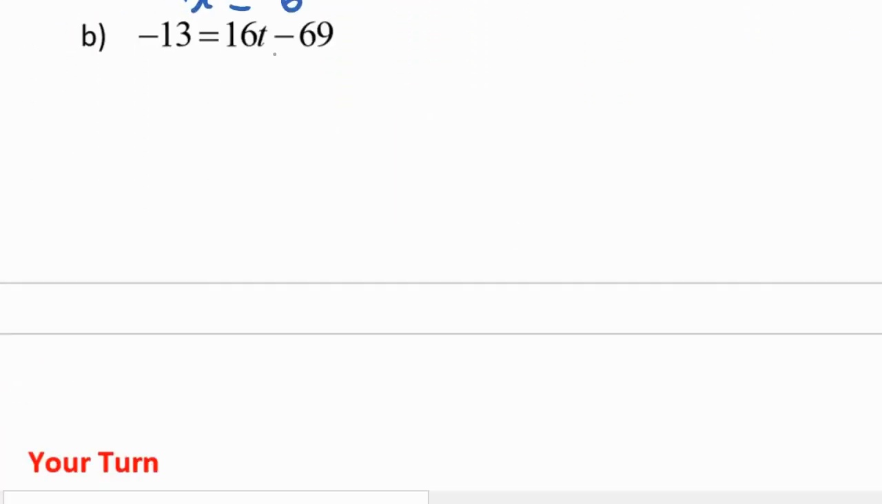So we're going to use 2 steps to solve this equation. So this time, we're going to isolate the term with t and isolate t, right? Okay, so the term with t is 16t. To isolate 16t, we have to get rid of minus 69. So let's add plus 69 and plus 69. Then what I get is 16t equals 56.